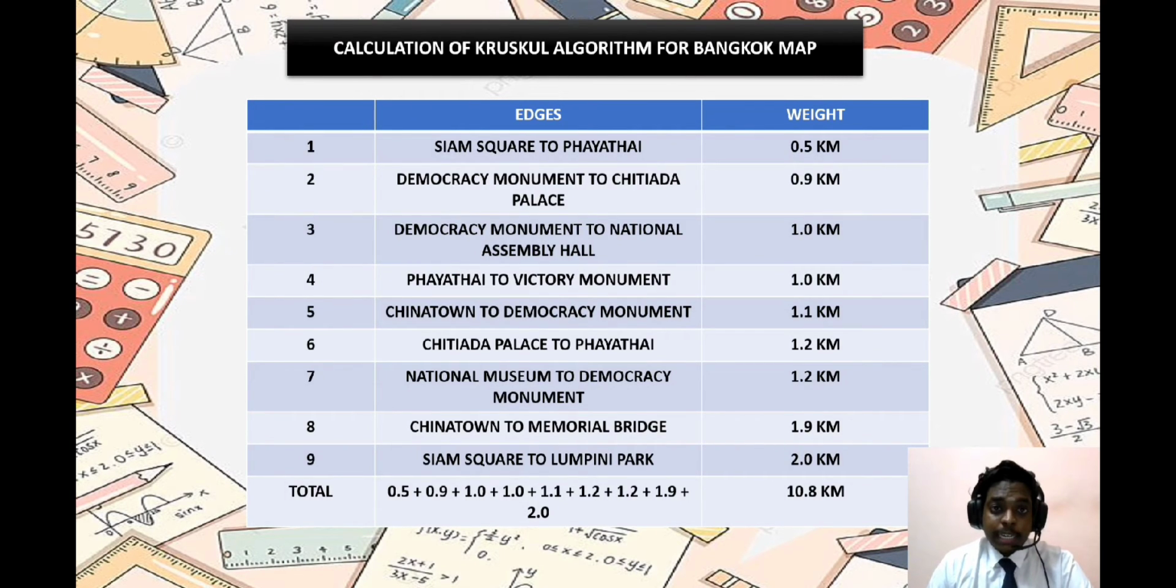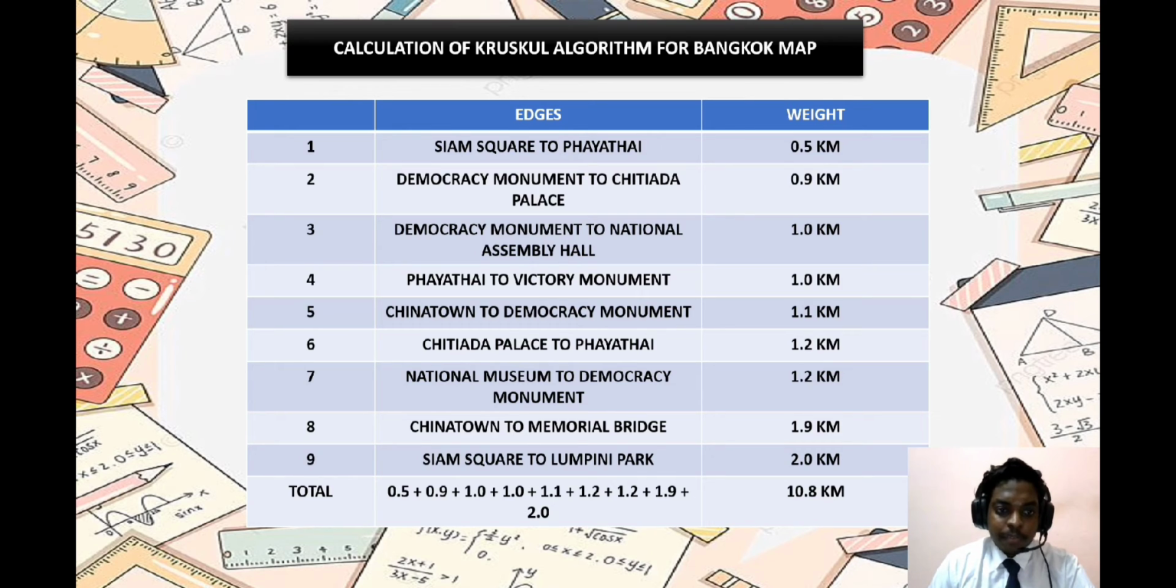Next we go to the calculation of the Kruskal algorithm for the Bangkok map. First we must list down the edges. The first edge is Siam Square to Payathai. The weight is 0.5 km. The second edge is Democracy Monument to Chitiada Palace. The weight is 0.9 km. The third edge is Democracy Monument to National Assembly Hall. The weight is 1.0 km. The fourth edge is Payathai to Victory Monument, which the weight is 1.0 km.